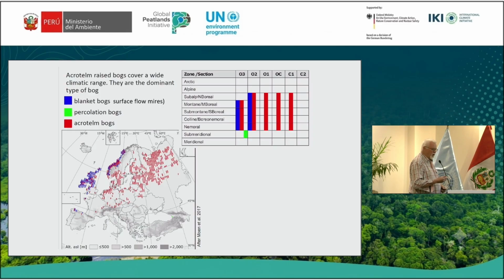Acrotelm raised bogs are very well regulated, and you can see it because they cover the widest range of all ombrotrophic peatlands. Here for Europe, you can see it. The blues are the blanket bogs, which are surface flow mires. The green, you do not even see them. They are at the east coast of the Black Sea in Georgia. We have only found five examples of them. And the rest, you see the acrotelm raised bogs, how widely they are spread from the northern boreal up to the nemoral zone in the south, and from the Atlantic far into the continental area.